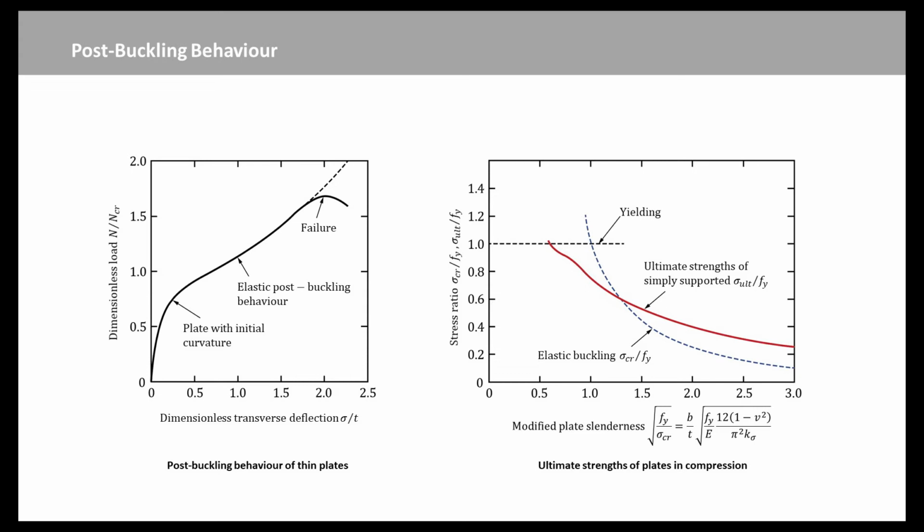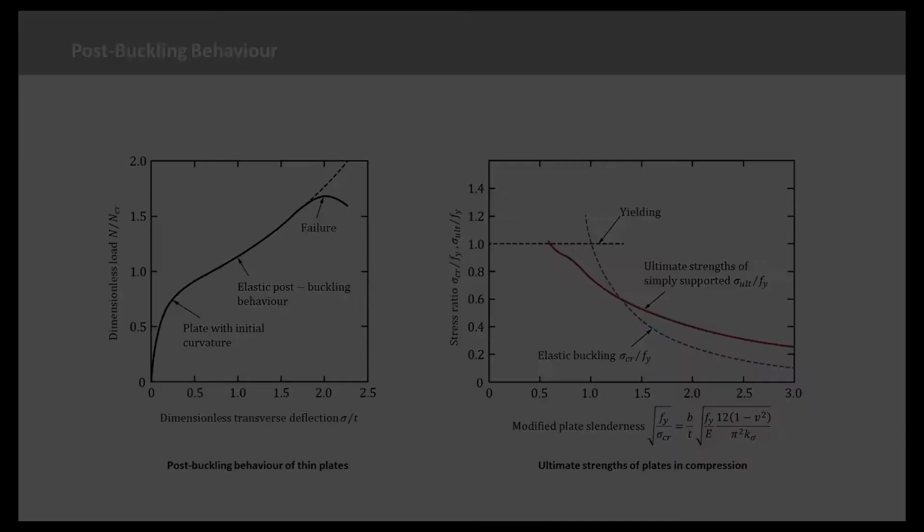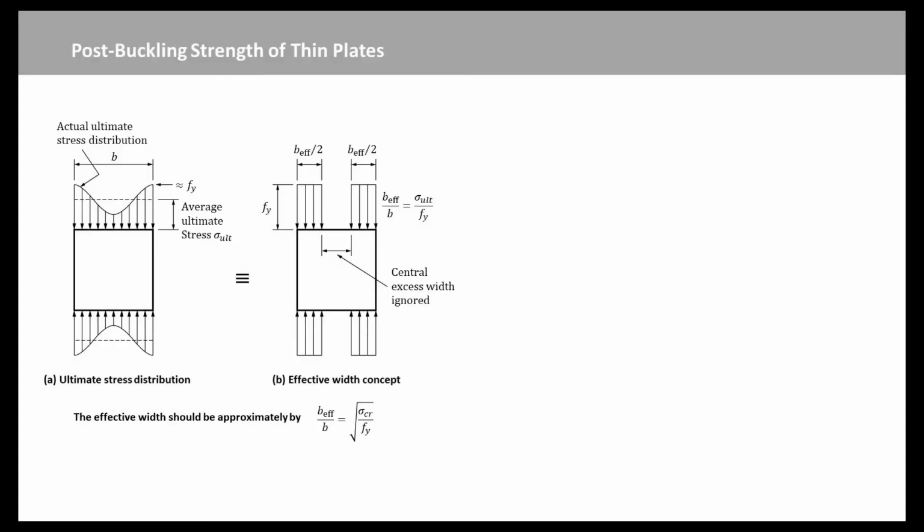The occurrence of the first yield in an initially flat plate depends on its slenderness, and the thick plate yields before its elastic buckling stress sigma CR is reached. As the slenderness increases and the elastic buckling stress decreases below the yield stress, the ratio of the ultimate stress FULT to the elastic buckling stress increases. Although the analytical determination of the ultimate strength of a thin flat plate is difficult, it has been found that the use of an effective width concept can lead to satisfactory approximations.